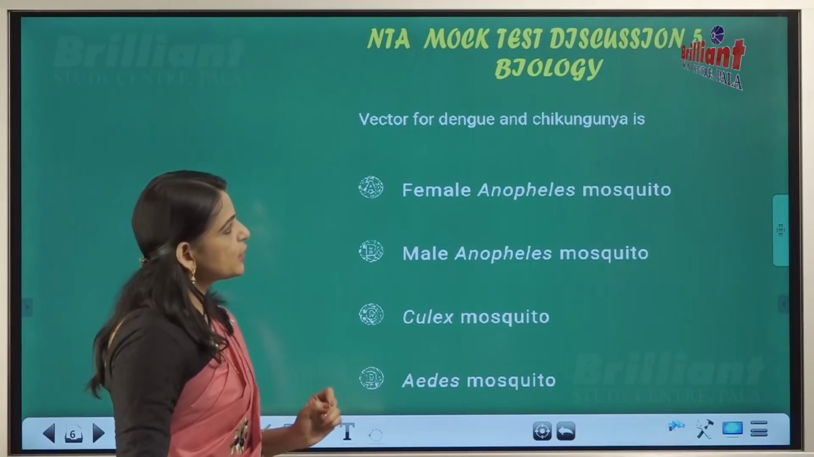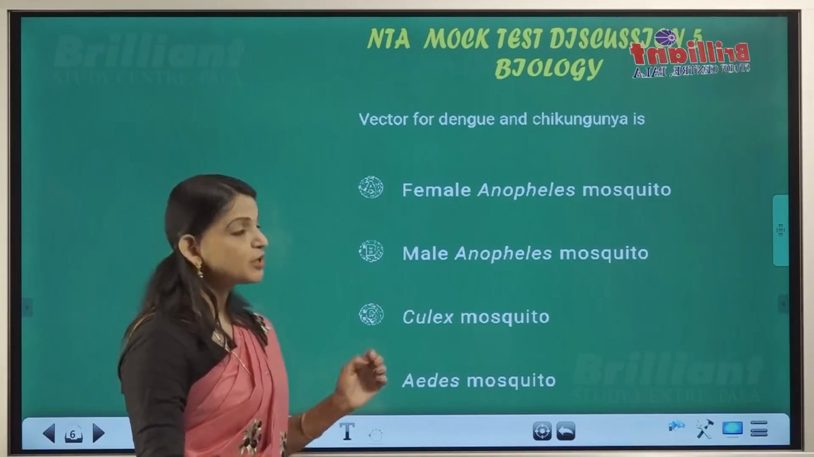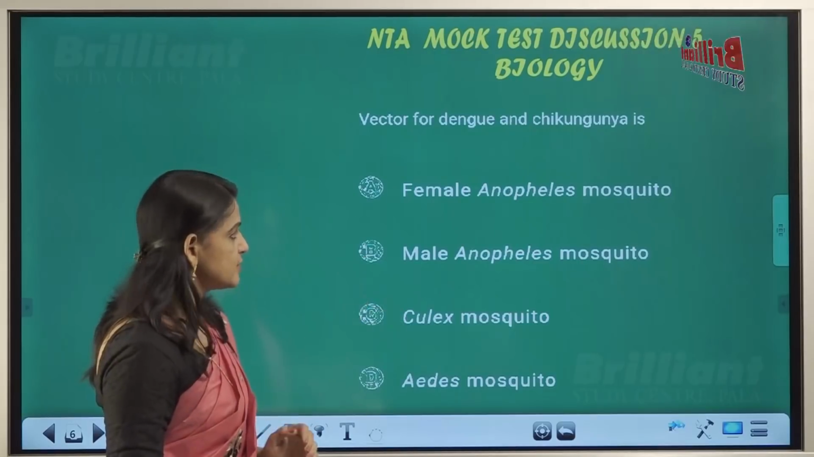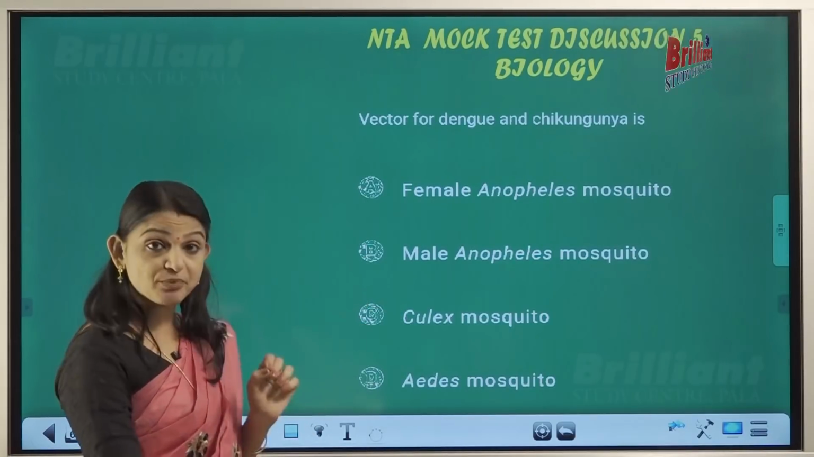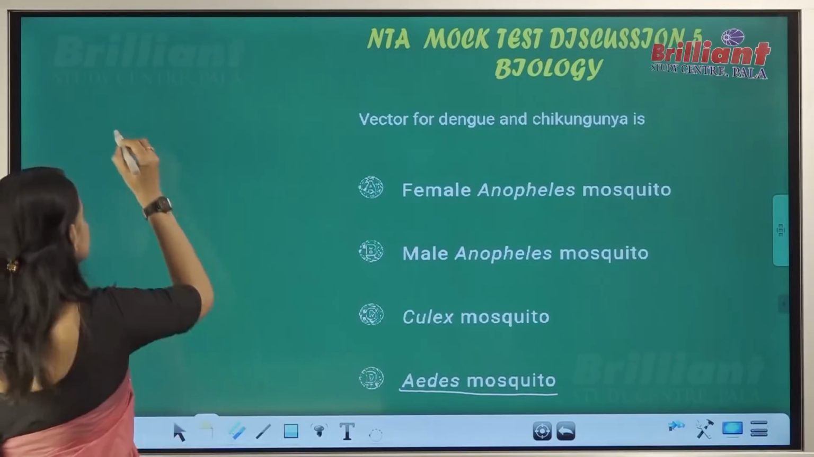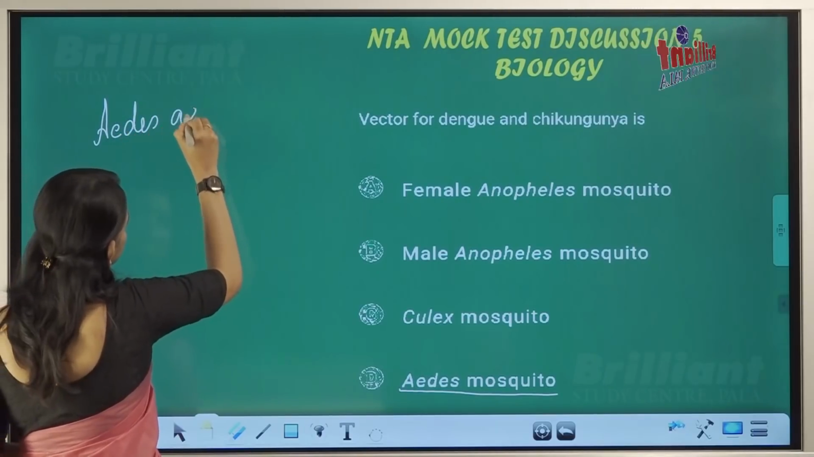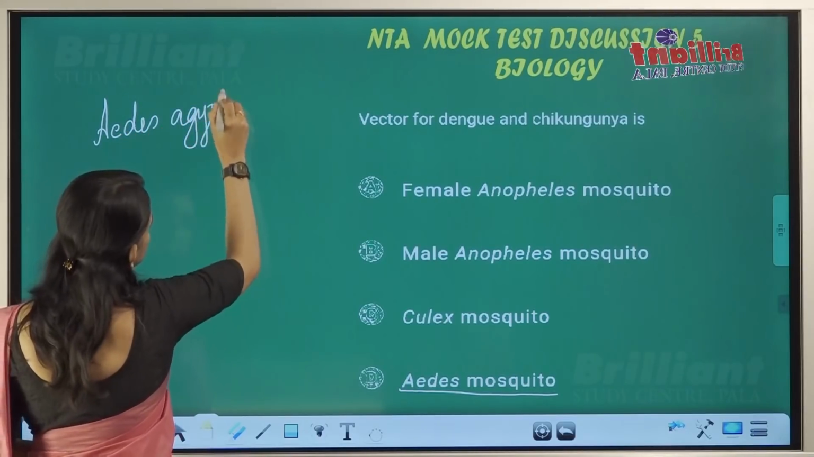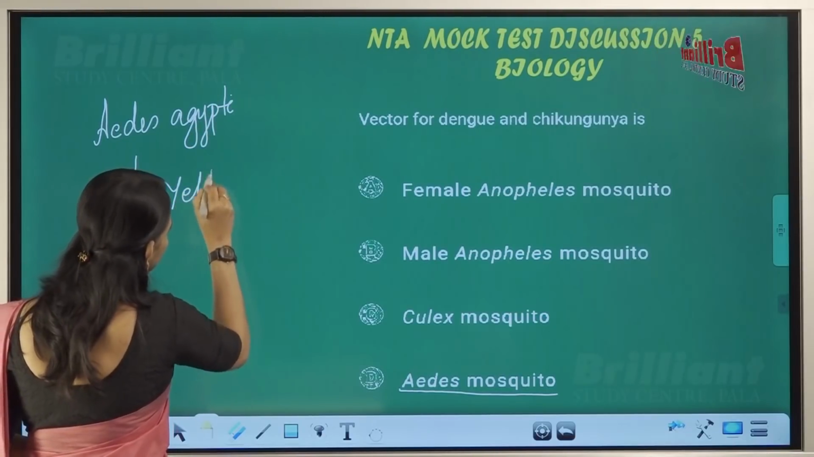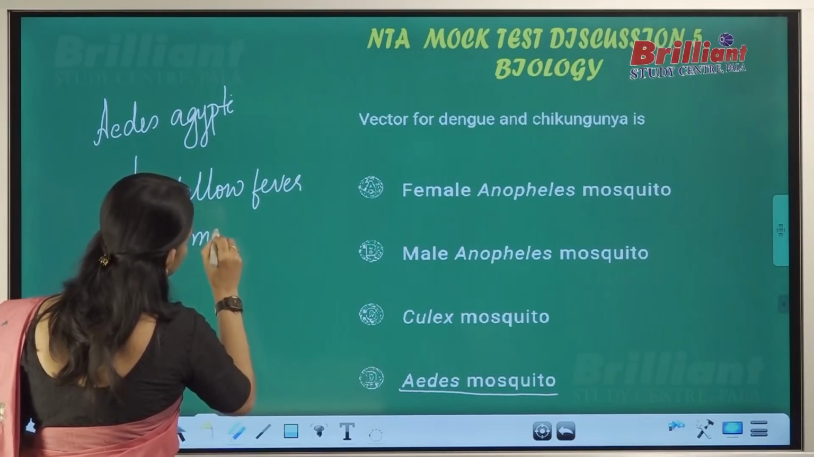Vector for dengue and chikungunya is. You know that dengue, chikungunya, etc. are vector-borne diseases. From the given vectors, dengue and chikungunya are spread by Aedes aegypti. Actually, the mosquito's name is Aedes aegypti. This is also known as the yellow fever mosquito.